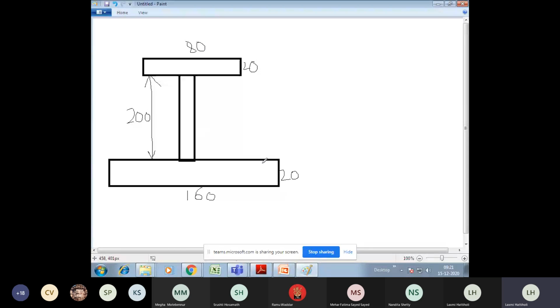Now, can you tell me what is capital D here in this case? That is the overall depth of the beam. Start from the top flange to the bottom flange. What is the overall depth? 240 mm. So capital D is 240 mm. I hope this part is clear to you.